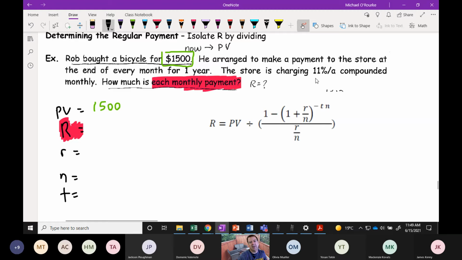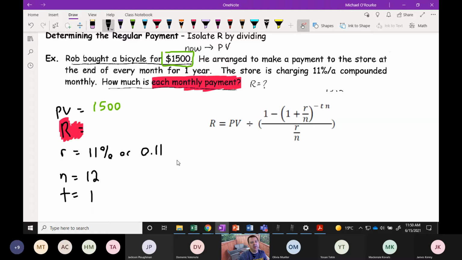Good. Now the rate is 11%, or 0.11. Now you may think that's high, and it is high, but credit cards, which we'll talk about tomorrow, are actually 19% compounded daily, and store credit cards are like 29%. So this here is compounded monthly, so we're monthly, and we're doing 1 year. Okay.